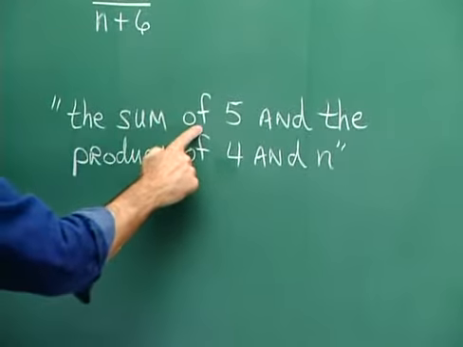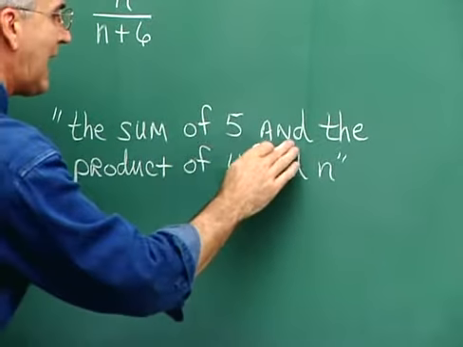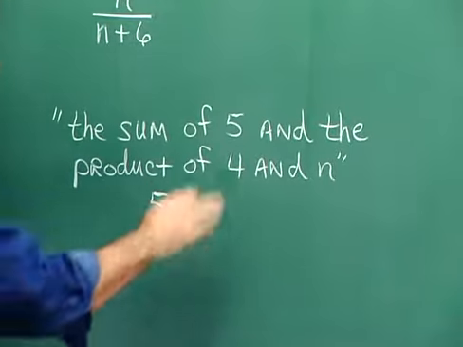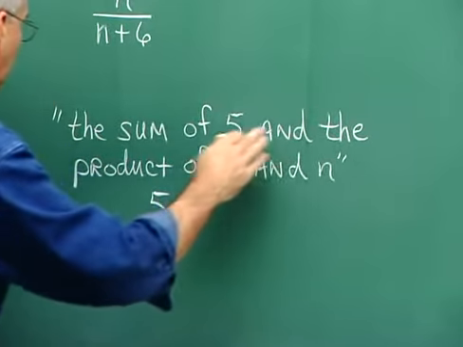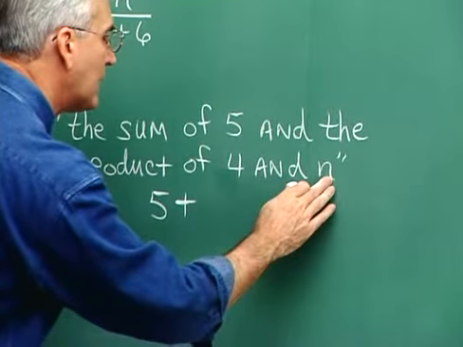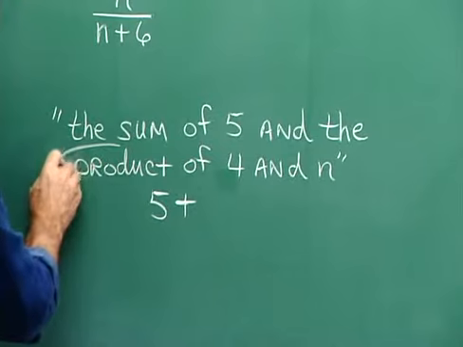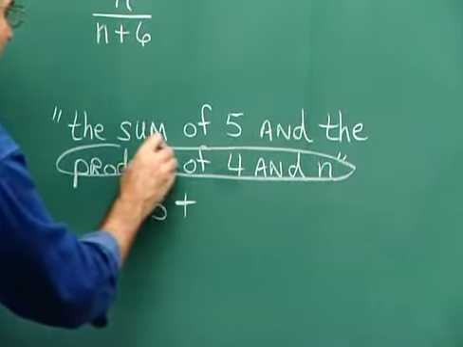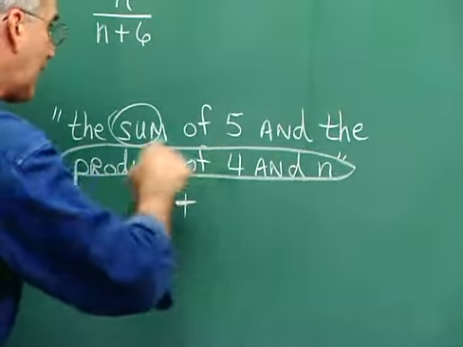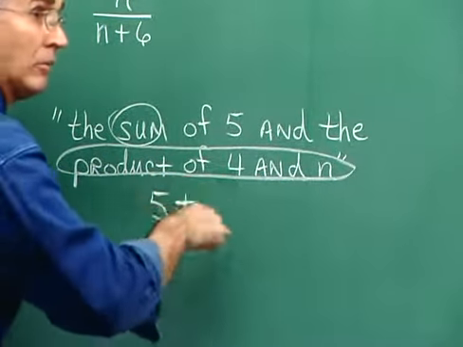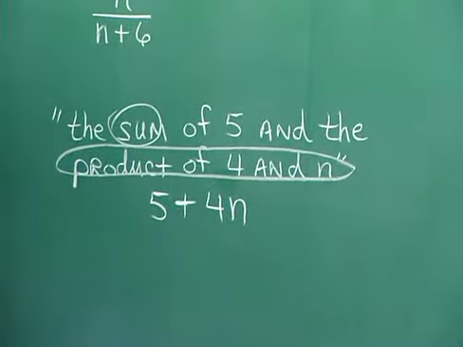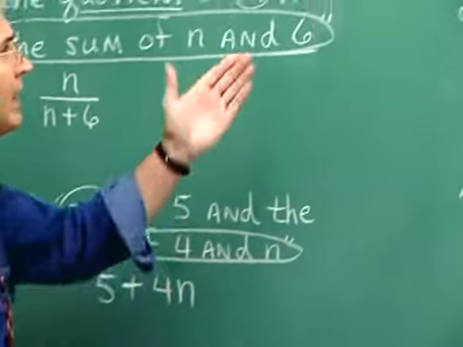Here's another one, very similar. The sum of, now we're going to add something and something else. We can stop right there and write 5 plus. All right, the sum of 5 and what else? 5 and the product of 4 and n. Well, all of this, the product of 4 and n, is the other item being added in this sum. The other item that we're adding is the product of 4 and n. So that would be 4n. 5 plus 4n.